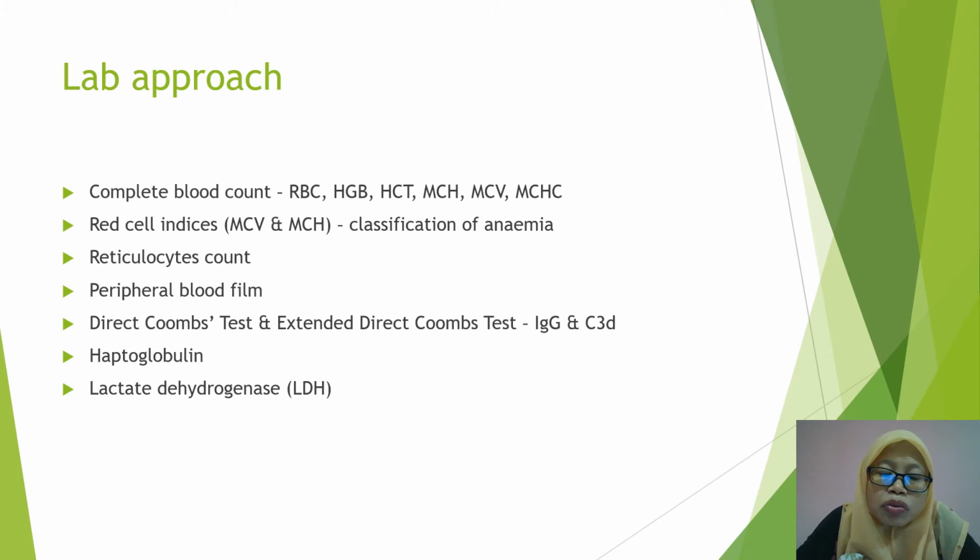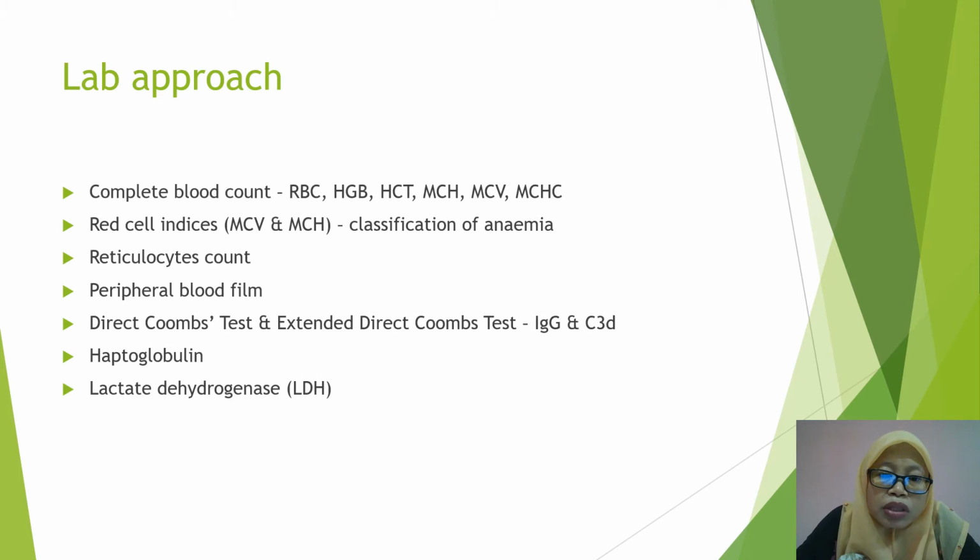From these two red cell indices, we are able to classify the anemia, whether it is normocytic normochromic anemia or hypochromic microcytic anemia. The next important test that the clinician may request is the reticulocyte count, which is important to differentiate whether the anemia is chronic type or acute type. The clinician may also request a peripheral blood film. For this test, it is important for pathologists to look for spherocytes, which are always present in hemolysis cases.